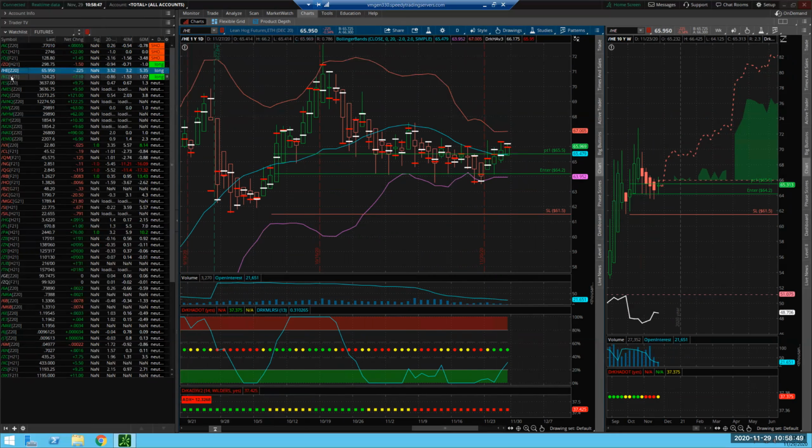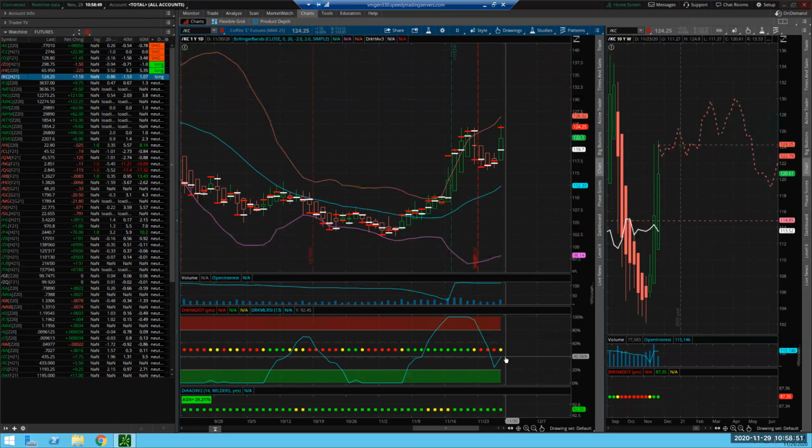Okay, and then we got a long on coffee. A little bit of movement to the upside. We got a green or a yellow dot with that Laguerre heading higher. I don't like it right now just because we're at recent highs on coffee.